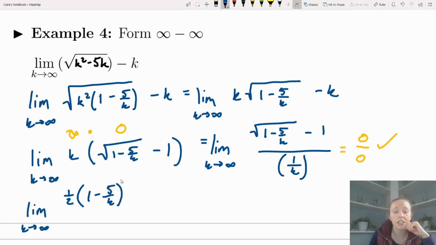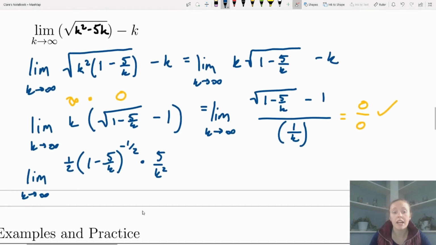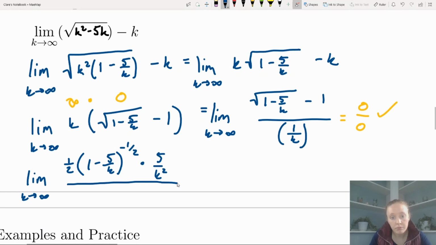Keep that inner function, and that goes to the negative 1/2 times the derivative of that inside, which the derivative of negative 5 over k is going to be a positive 5 over k squared, because this is negative 5 times k to the negative 1. Bring that negative down in front, that's 5k to the negative 2, or 5 over k squared. So that's my numerator, and my denominator, the derivative of that, sorry, I'm running a little bit out of room here, but I think we'll make it with this problem.